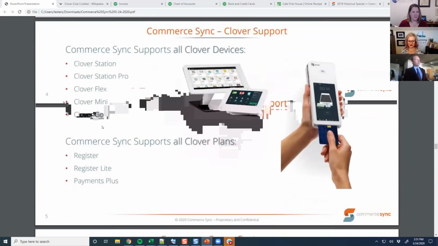And before we get into the good stuff, one thing that I wanted to mention on top of Liz talking about all of the devices is that CommerceSync works on all of the devices. There's a little bit of technical underpinning underneath, but no matter what merchant services plan the merchant happens to be on, or what device or devices they happen to be using, CommerceSync will work for them.